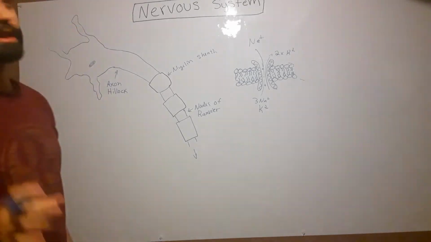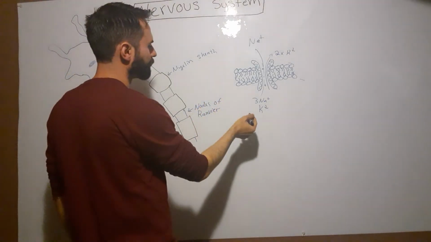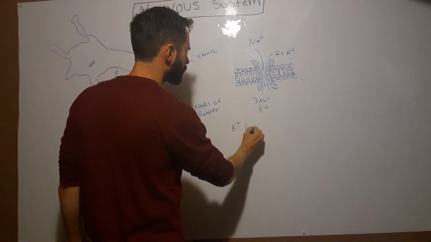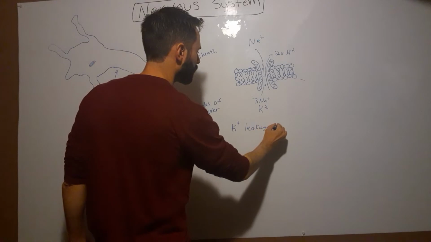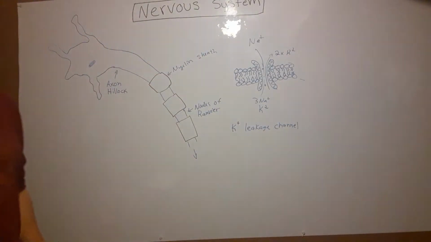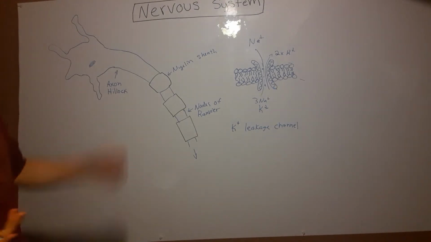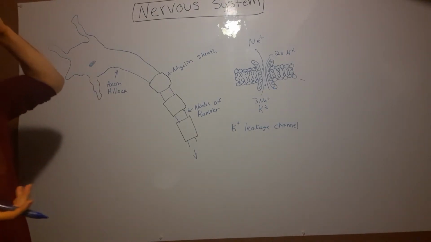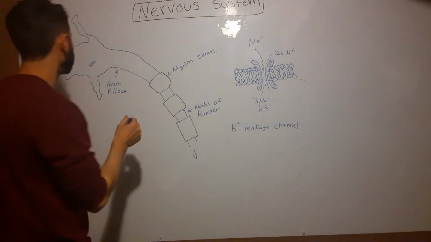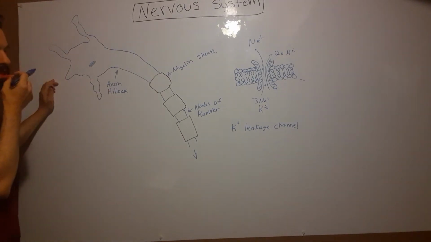Now you also have another thing that's a lot like this with the same function. It's called a potassium leakage channel. As the name implies, potassium is just going to slowly leak out as it's needed. It's not going to flood out because we don't want to change the resting membrane potential, but as it's needed, it will go out. And between those two things, the resting membrane potential of -70 is able to be adequately maintained.